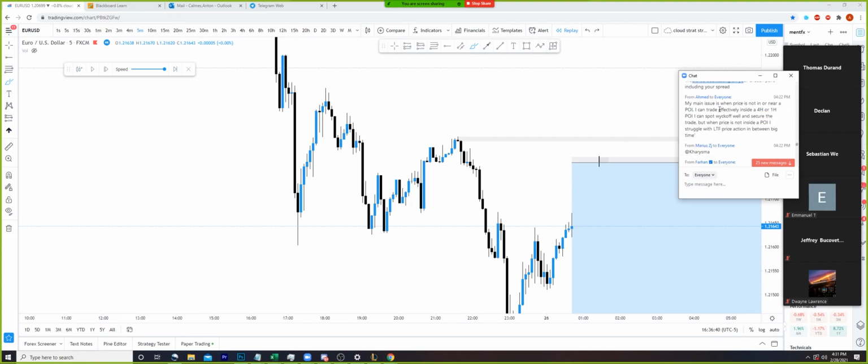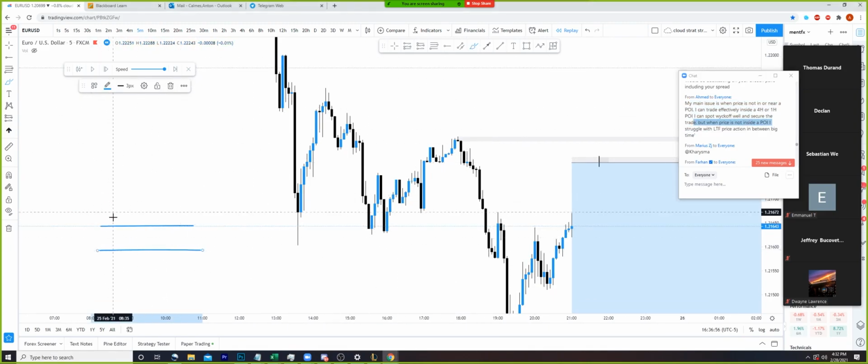Would do backtest. Okay, my main issue is when price is not in or near a POI. I can trade effectively inside a 4 hour, 1 hour POI. I can spot Wyckoff well and secure the trade. But when price is not in a POI, I struggle with lower time frame. Okay, so wait for the POIs. I mean, I only trade with POIs anyway. If I don't have a POI, then I will not enter Wyckoff because Wyckoff, like I said, occurs everywhere.